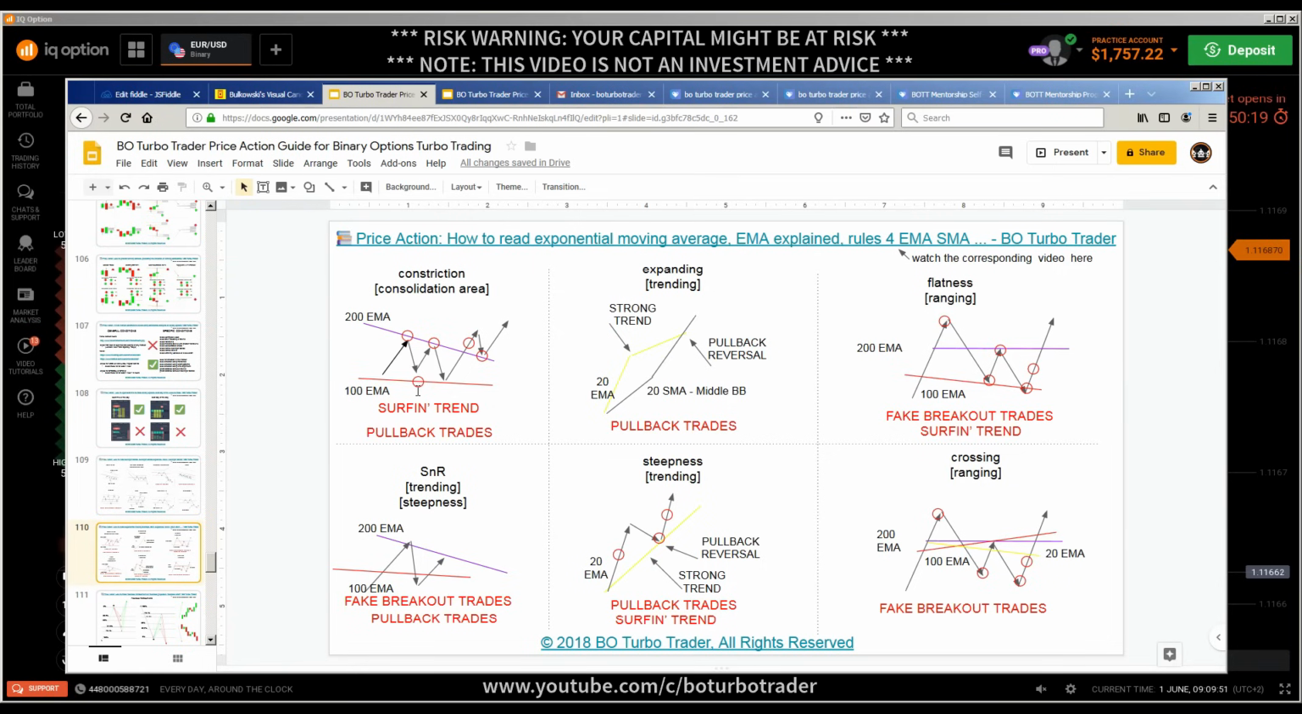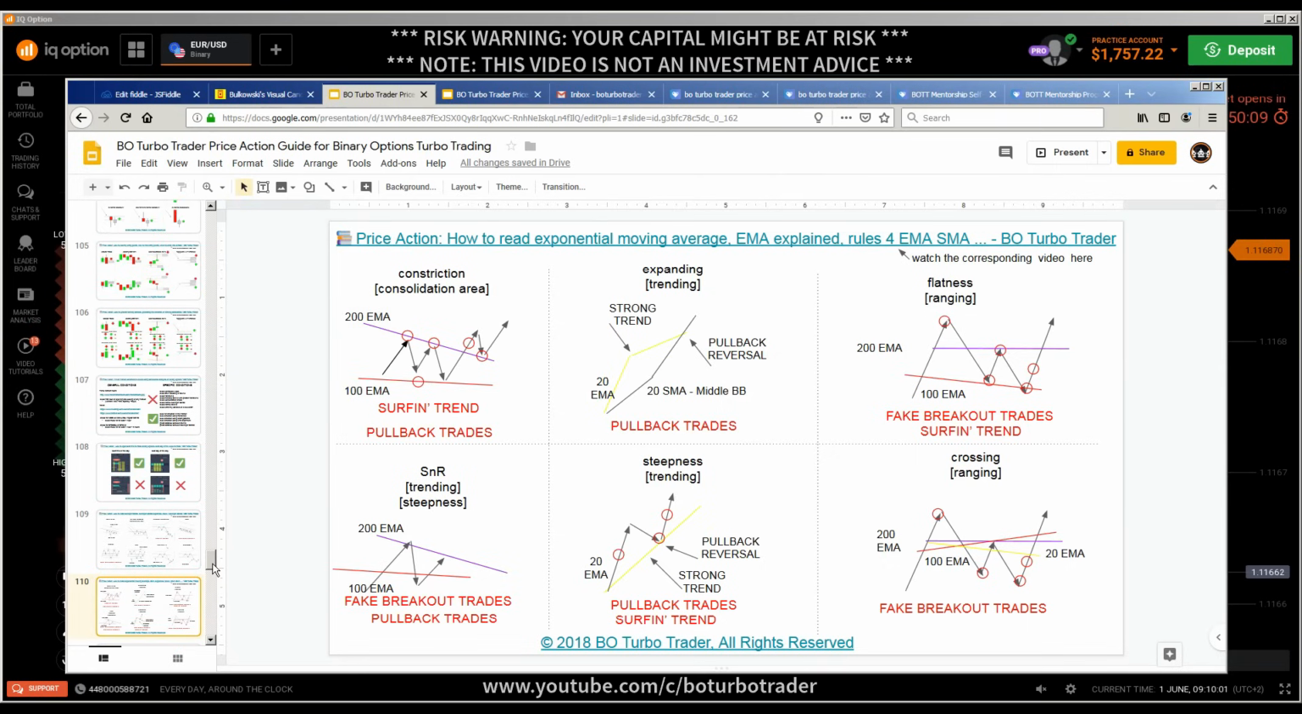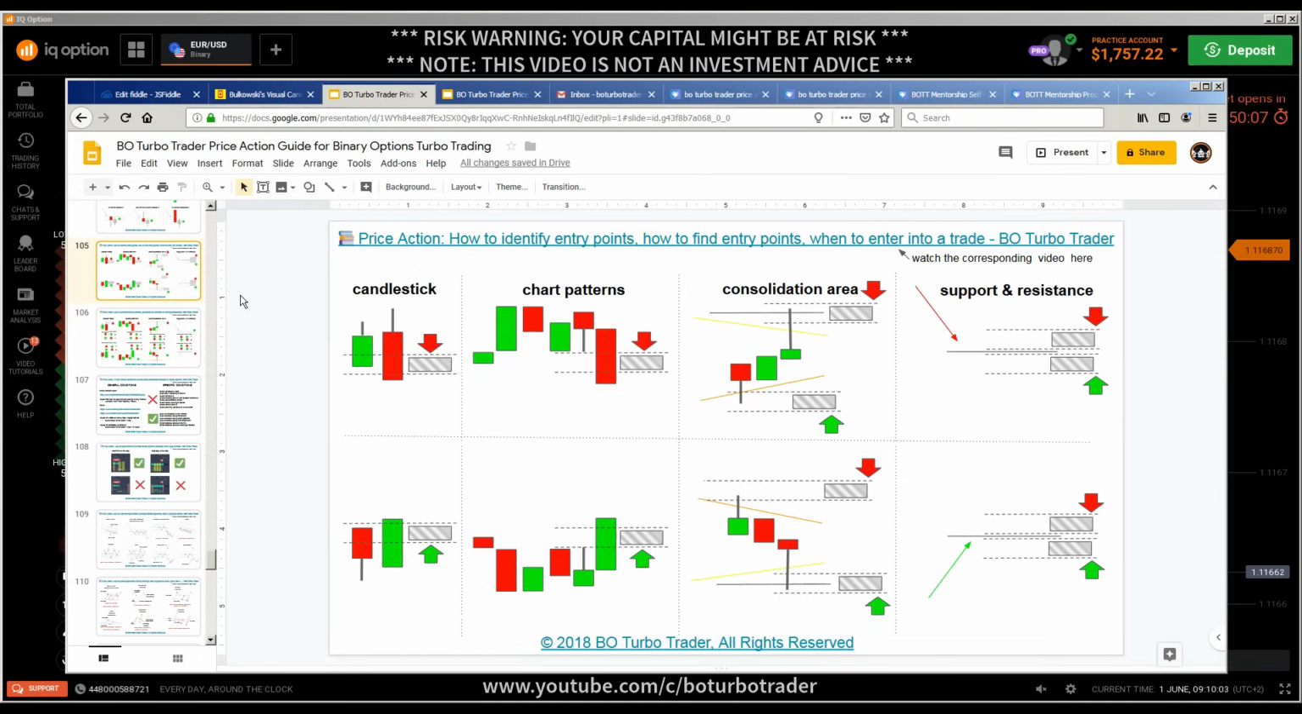So we have here the EMAs, constriction, consolidation area. You see what I mean? Yes, here a ranging market, flat. Your entry point should be outside of the support and resistance levels. You can see this again: constriction, consolidation area between the EMAs, and your entry point. That is how to identify entry points, how to find entry points, when to enter into a trade.